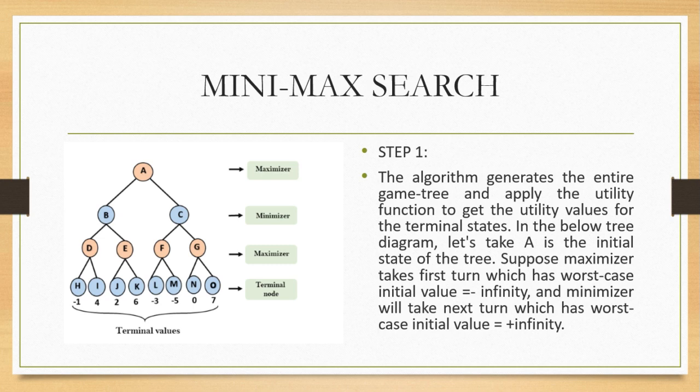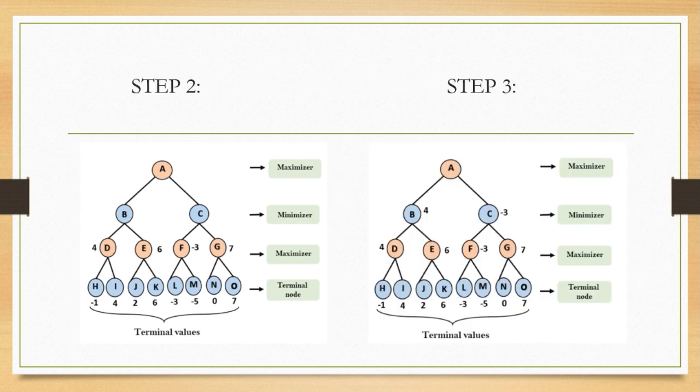The tree given here has the nodes A, B, C, D, E, F, G. The nodes where we have values are called the terminal nodes, and the values are called the terminal values. It will start from maximum, minimum, maximum, minimum. If you have values somewhere, it means it is a terminal node. So first, it's a bottom up approach.